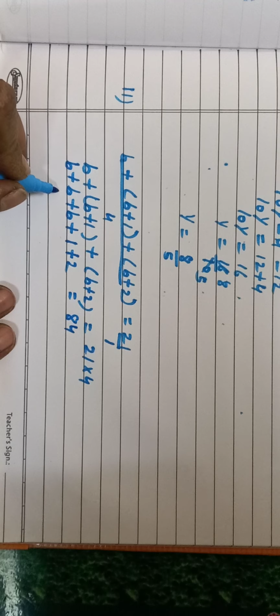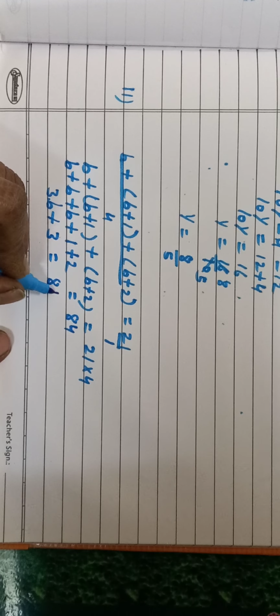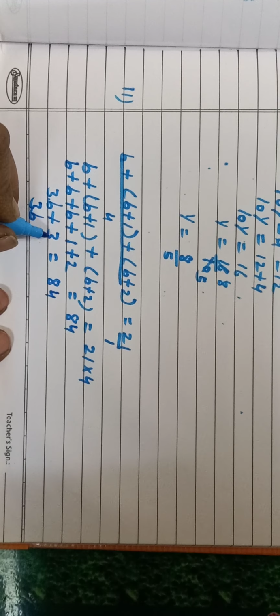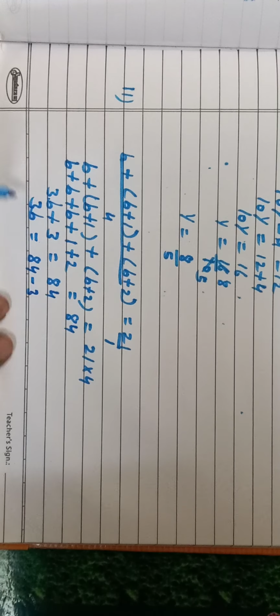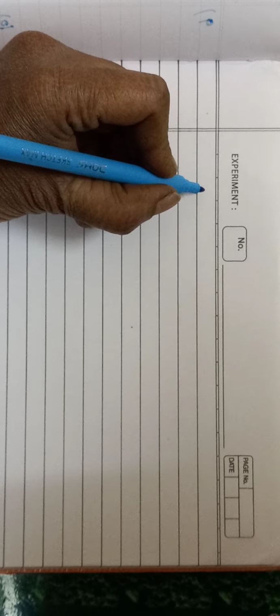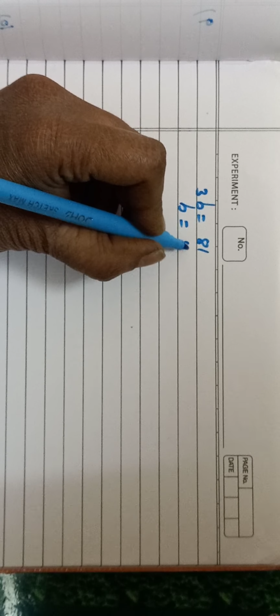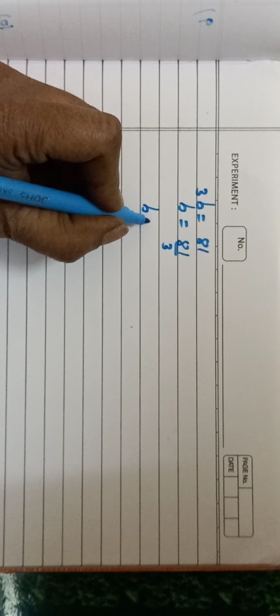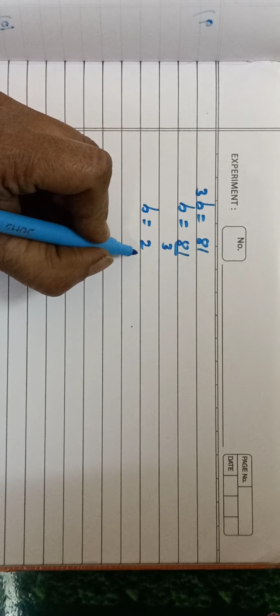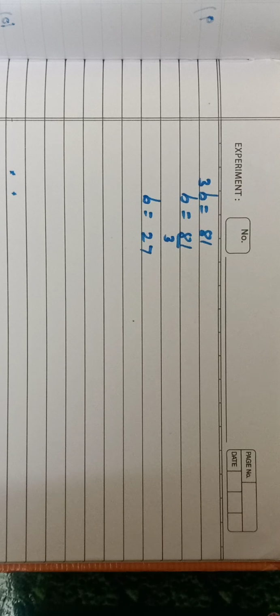Now b plus b is 2b plus 3 is equal to 84. Now what we will do, 2b, this constant we will take it to RHS. 84 plus 3 will become minus 3. Now 84 minus 3 is 81. So we will write 3b is equal to 81 and b is equal to 81 upon 3. So b is equal to 27, since 3 2s are 6 and 3 7s are 21. So the value of b is 27. With that we have completed this exercise with all the examples solved.